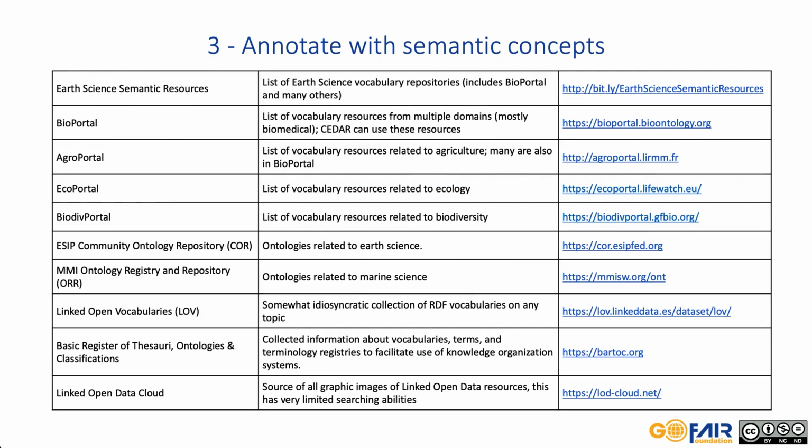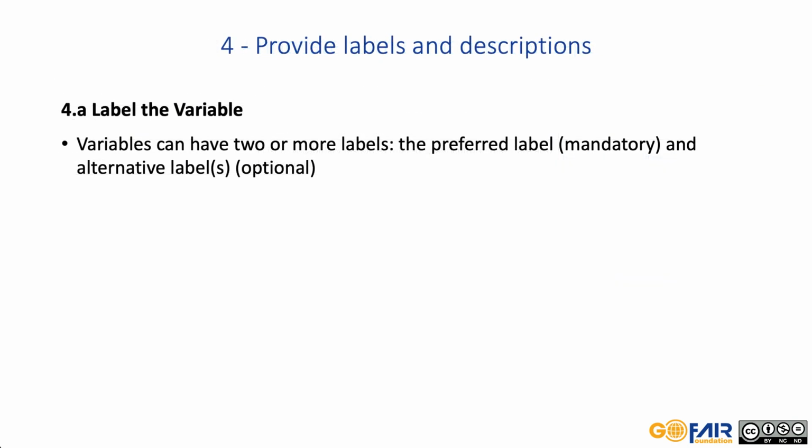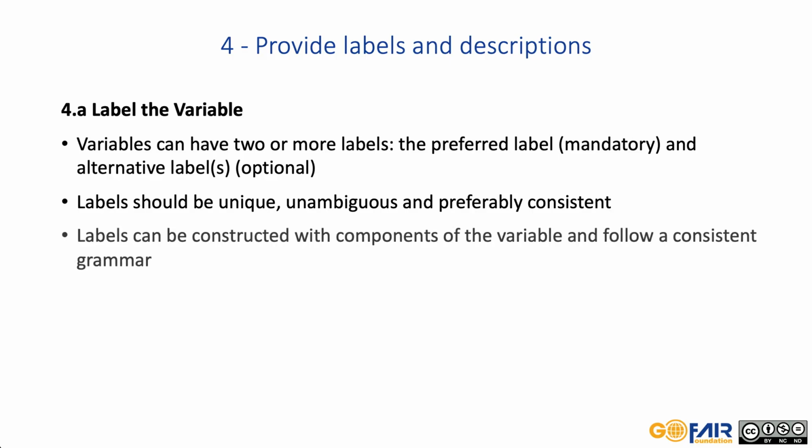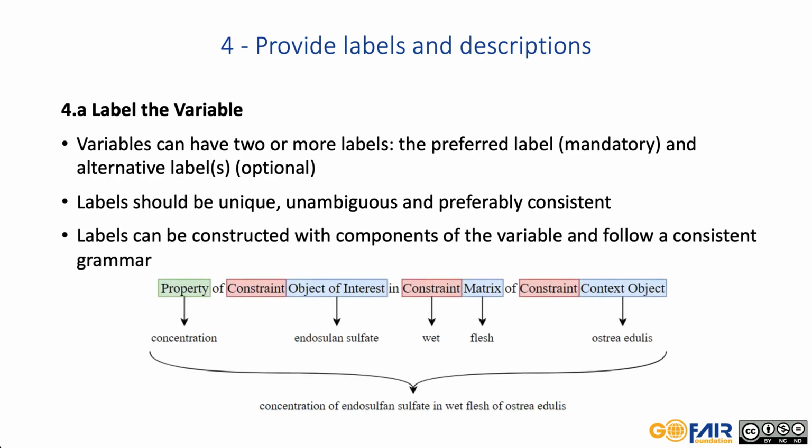Think about how the variable needs to be labeled. Variables can have two or more labels, a preferred one, which is mandatory, and optional alternative ones. Labels should be unique, preferably consistent and unambiguous. The preferred label can be one used in your community, but make sure that you and the community fully agree on the meaning. Labels can be constructed with components of the variable and follow a consistent grammar.